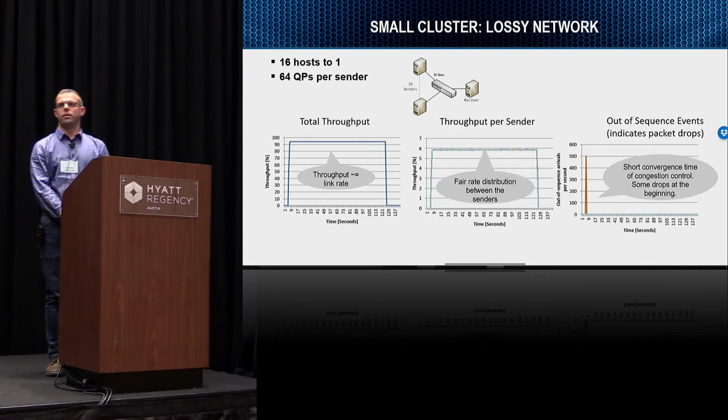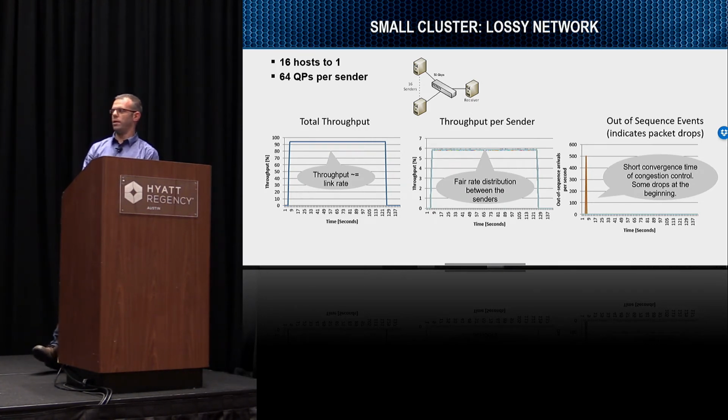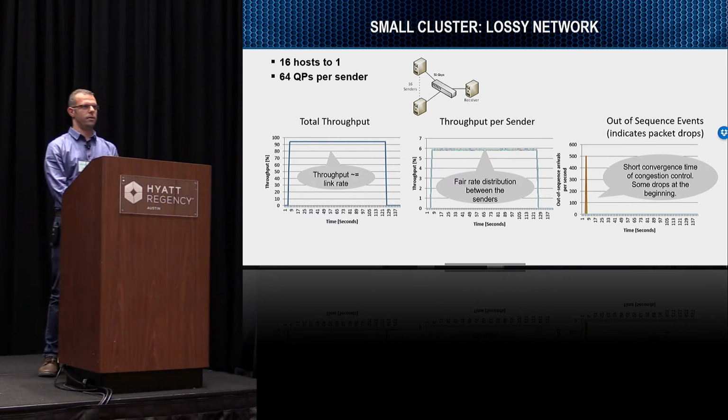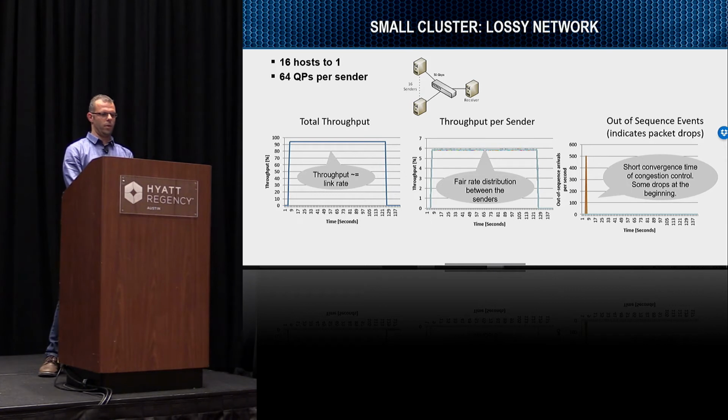Next, we tested the same scenario over the lossy network. So this is when the interesting test begins. This is completely the same scenario: 16 hosts, each one with 64 QPs, are sending to the same common destination. As in the previous slide, we got perfect total throughput and perfect throughput per sender, meaning that there's a fair rate distribution between the senders. And the difference here from the previous slide is the right graph.